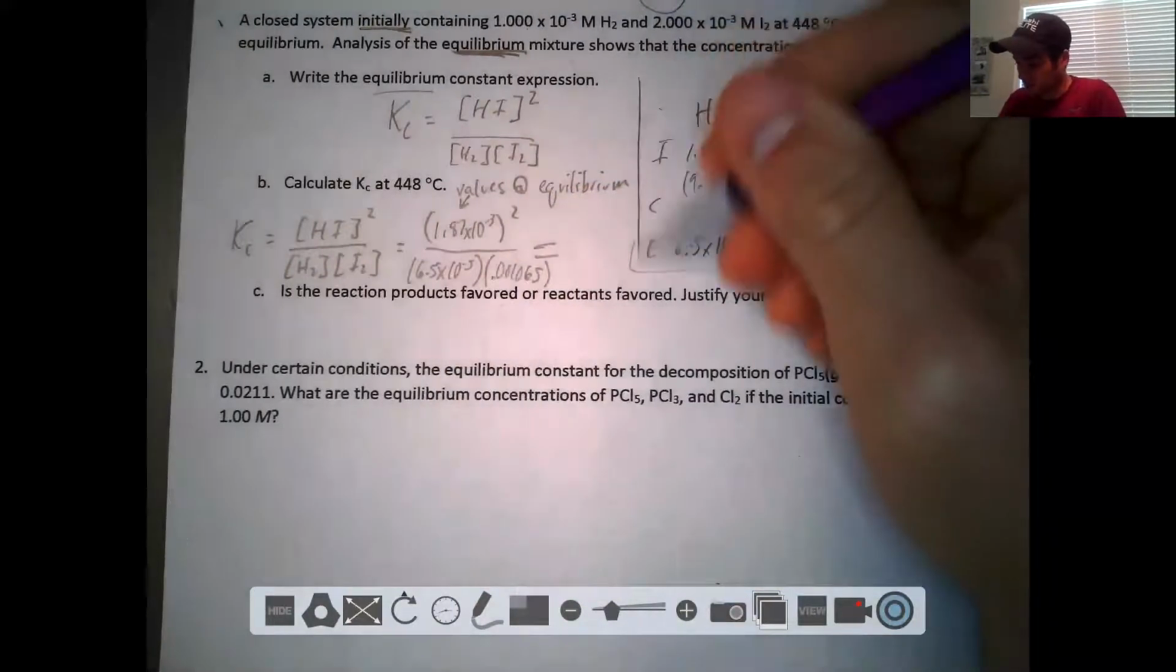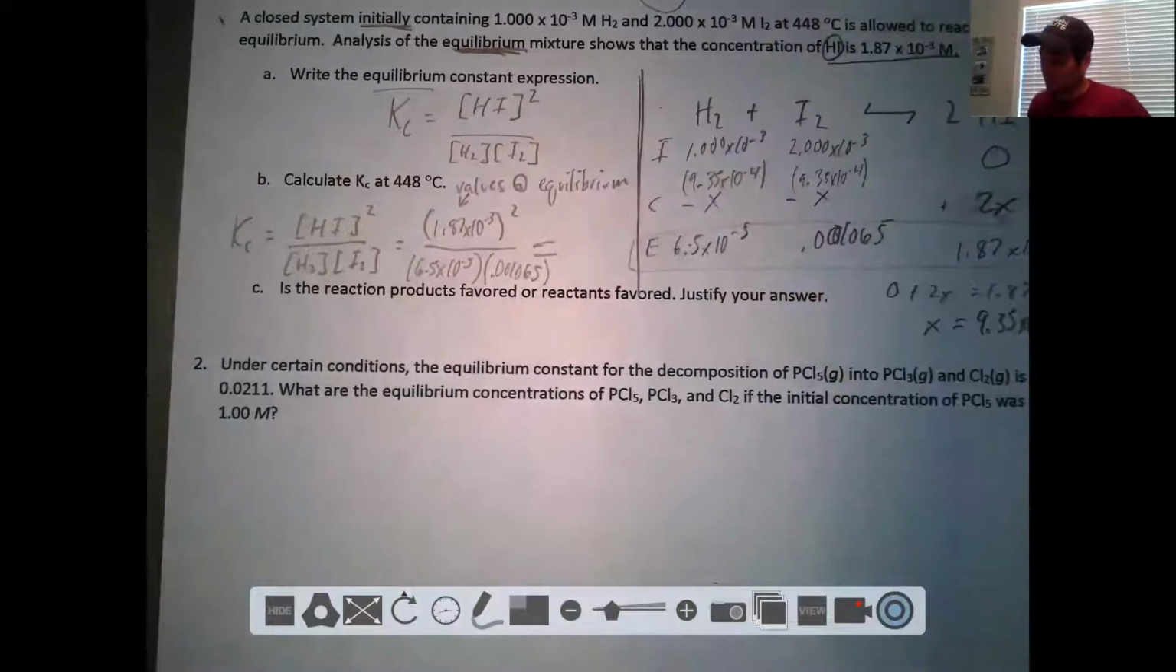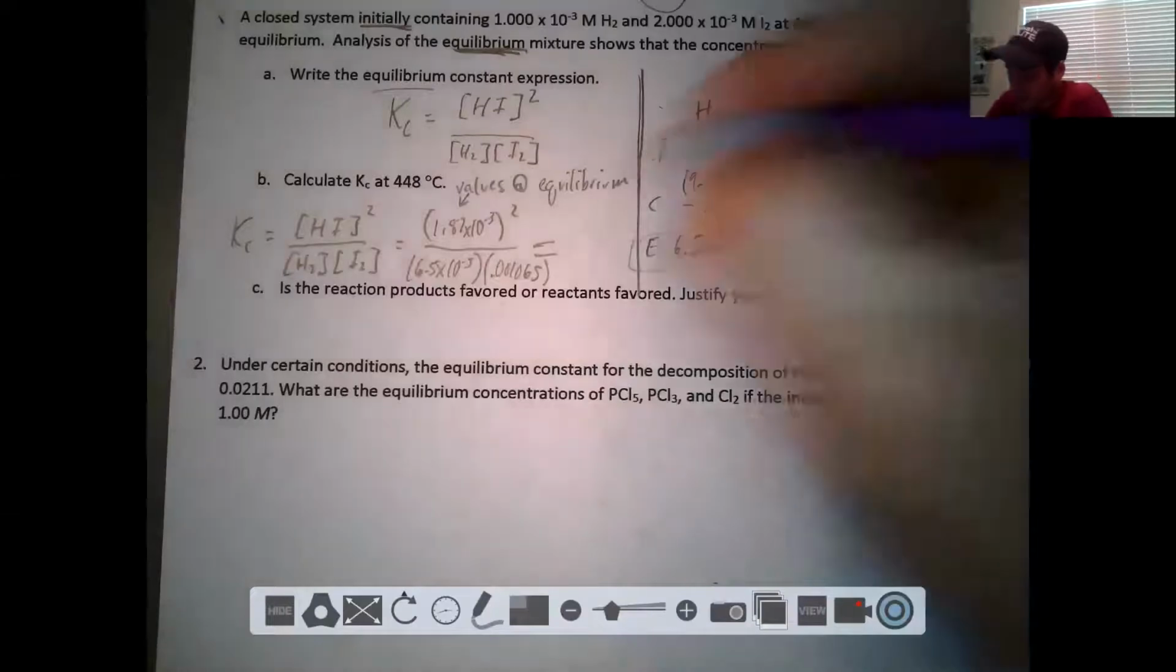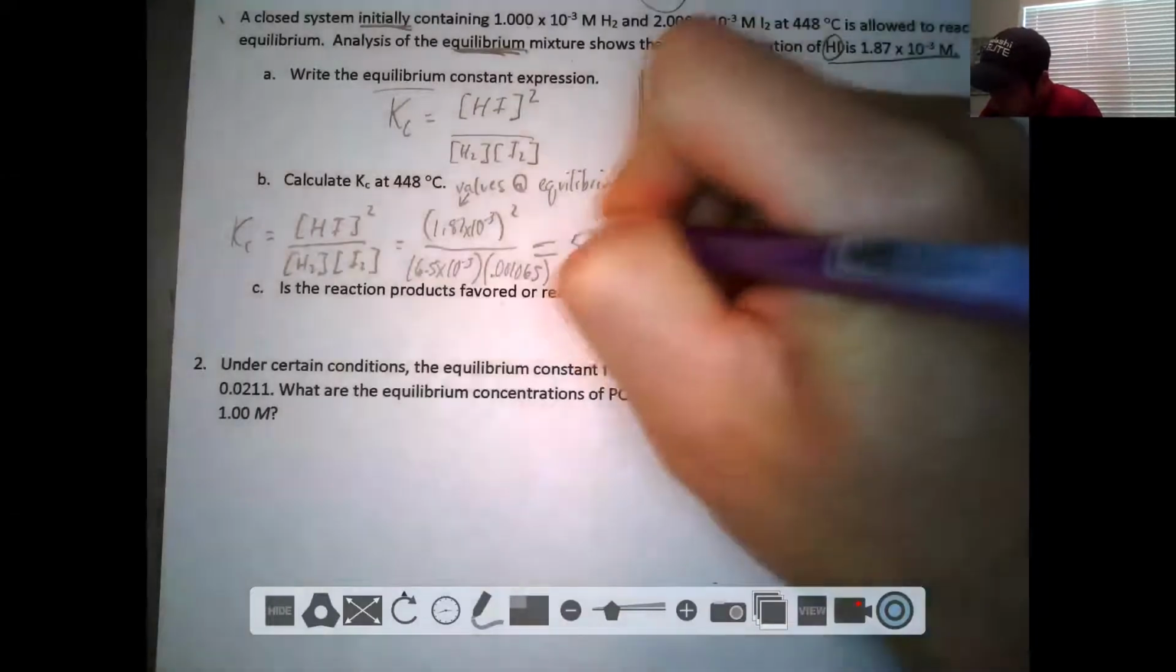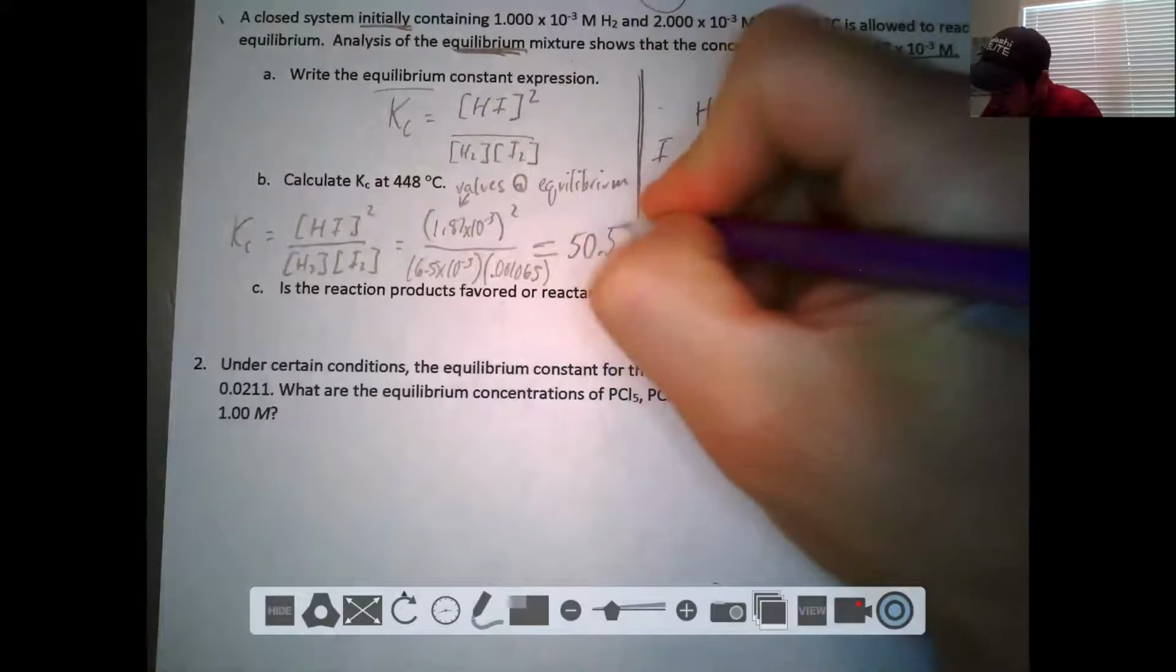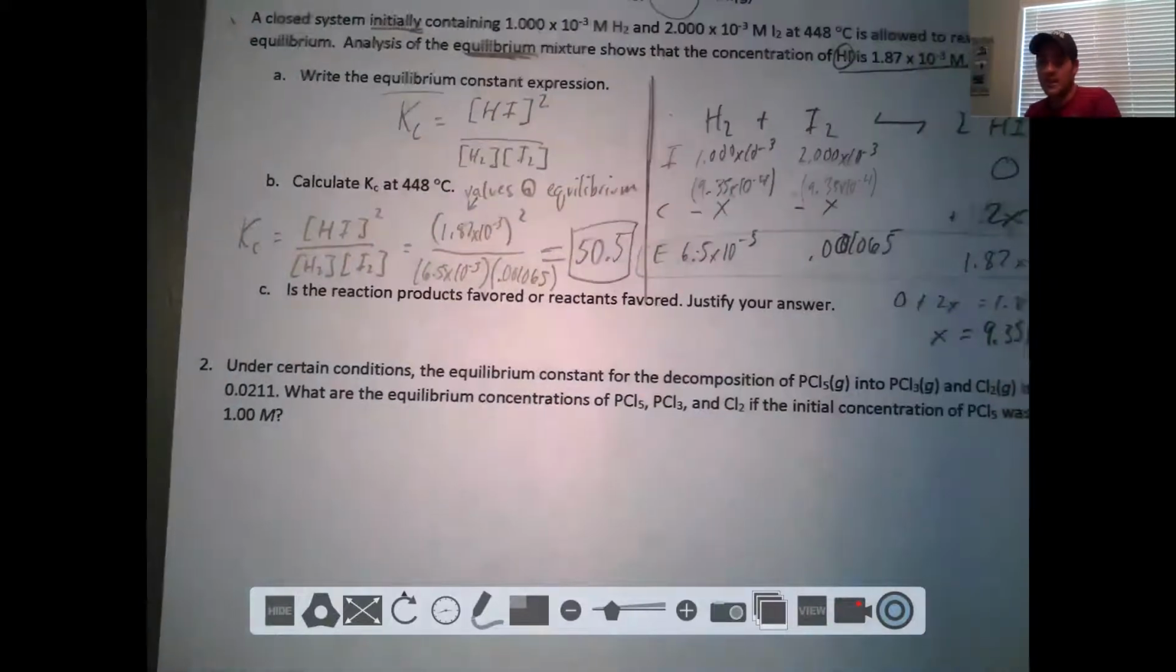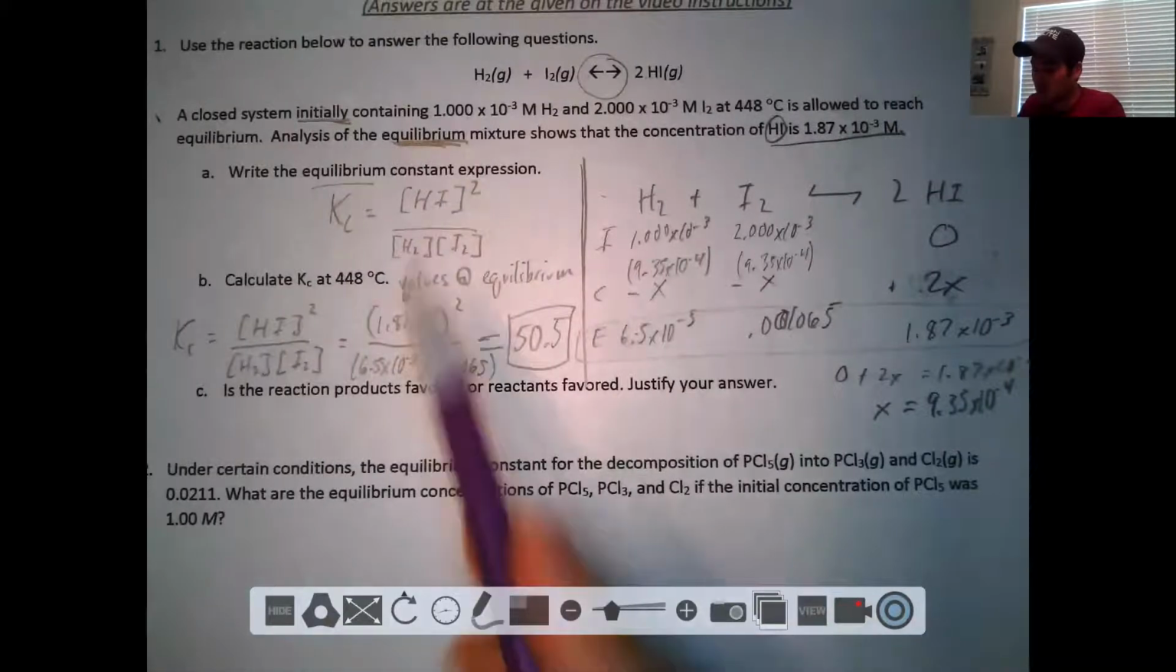And I'll kind of just break that up just so we don't confuse that. And so 1.87, I use E just so I can keep order of operations correct. And I'm getting 50.5 as the K value. So we write our expression.